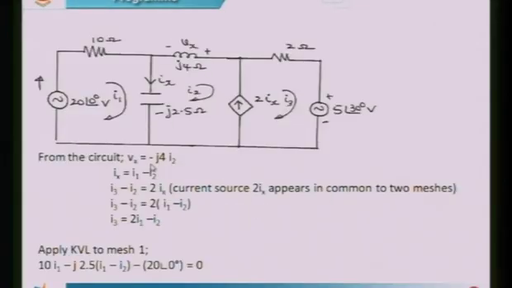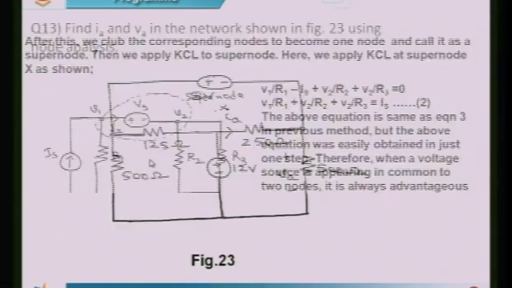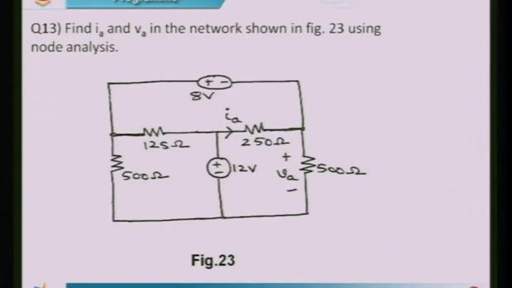Okay? Right. So, now we will see a problem related to the super node. Now, this is the problem. What we need to do here is find IA and VA in the network shown in figure 23, using node analysis.